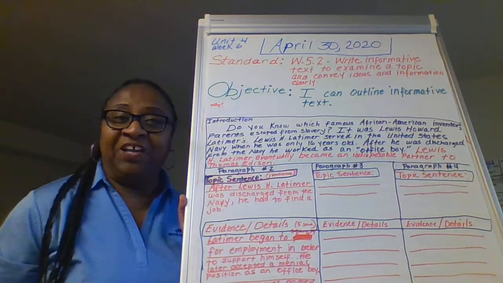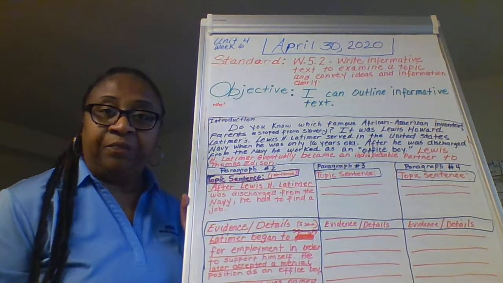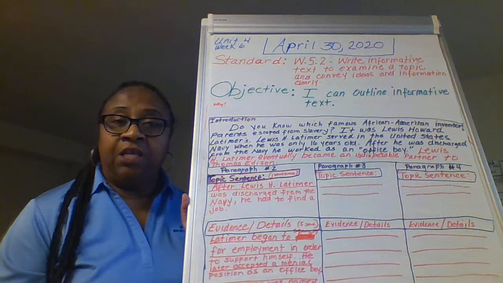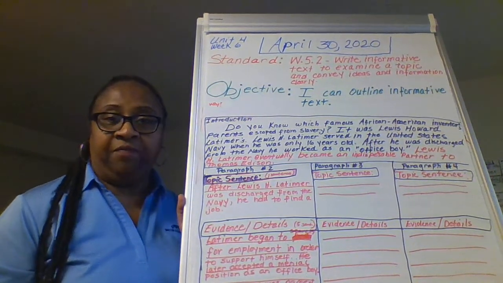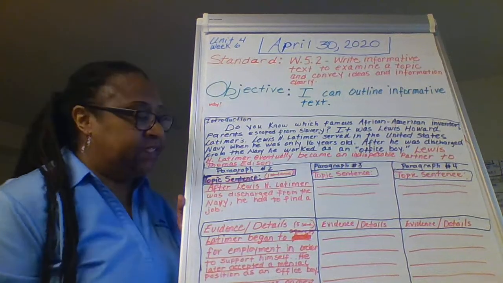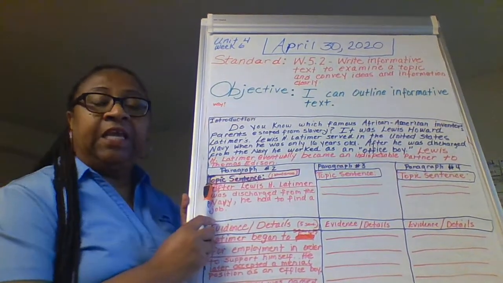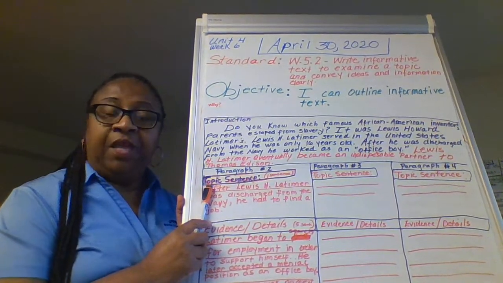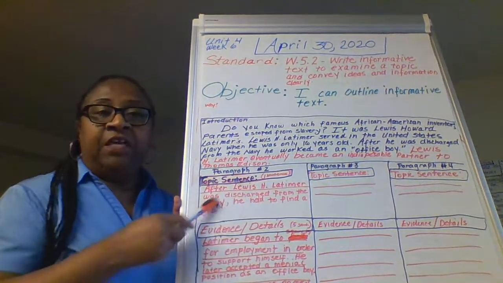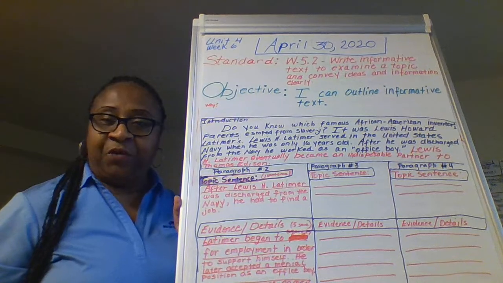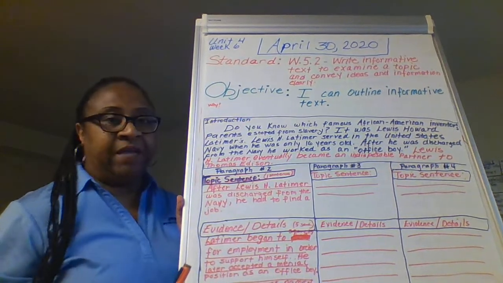Very good, Jamari. That is absolutely correct. A topic sentence is the first sentence in the paragraph, and that sentence tells us what that paragraph is going to talk about. Okay? So let's look at my sentence.